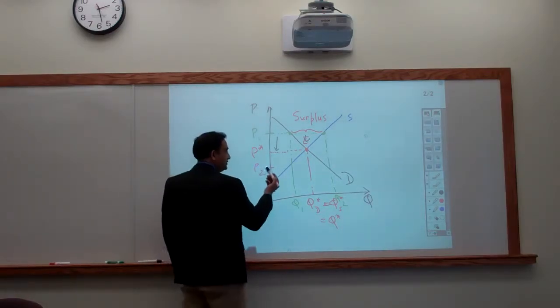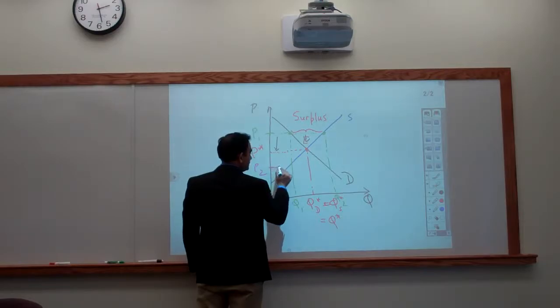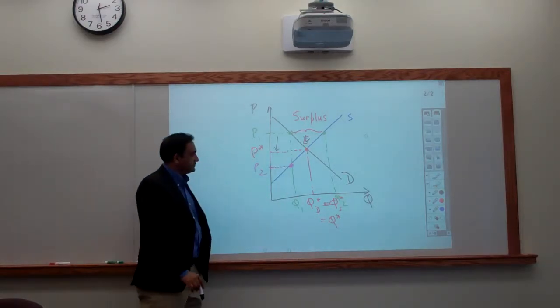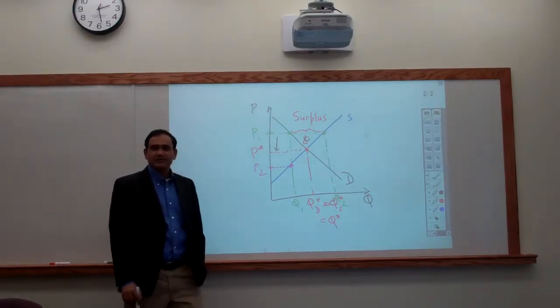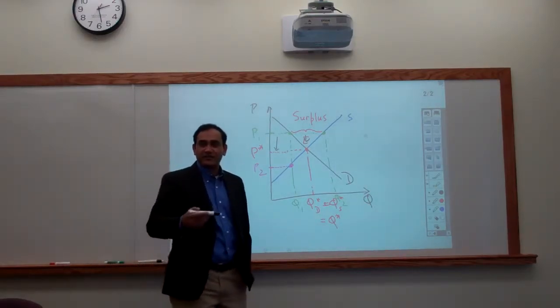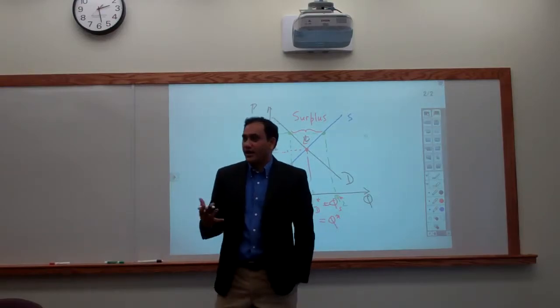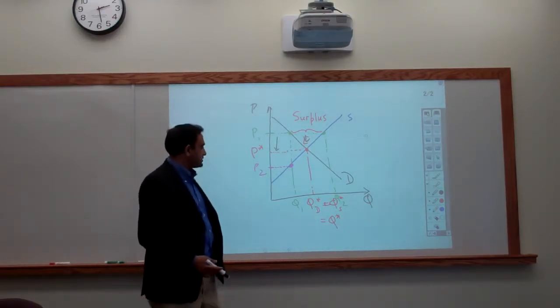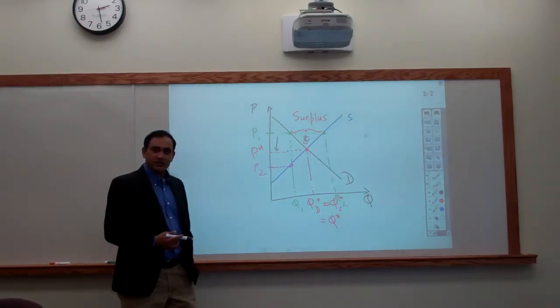So what happens now? Price is P2. It's a low enough price. And at this price, sellers don't have enough incentive to sell as many units of the good. They like to receive a higher price. This price is low for them. So they would supply less. How much are they going to supply at this price, according to the supply curve?